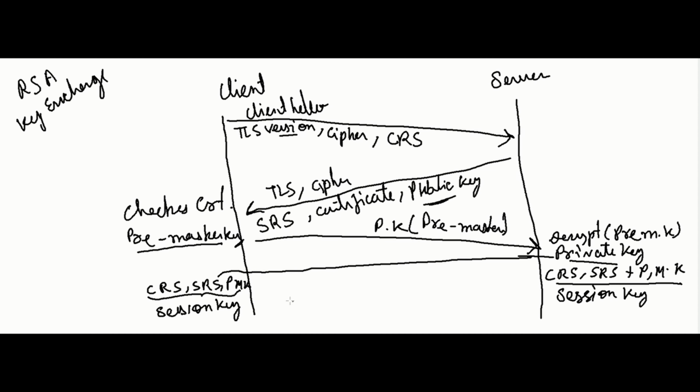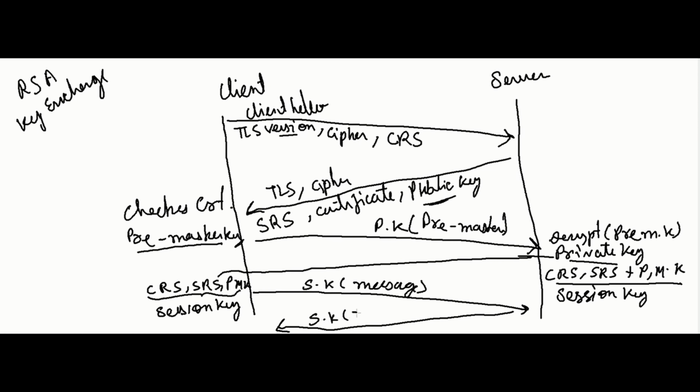Now since both of them have the session key, they can encrypt a message and send it to each other saying that they are ready, by encrypting it with the session key. Similarly the server also sends a message encrypted with the session key saying that it is also ready. Now both of them can decrypt the messages using the session keys, and as you can see, both of them are using the same session key, which means we are using symmetric encryption here. So to answer the question, this TLS handshake uses both symmetric and asymmetric encryption.